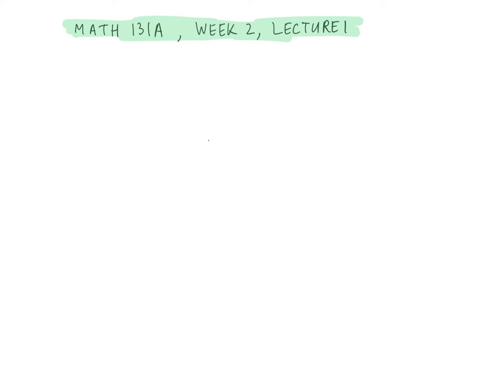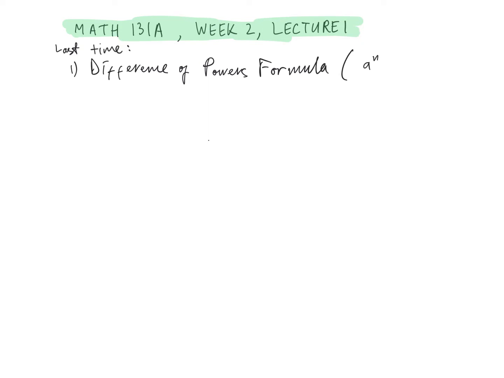We begin by recalling the material covered in the previous lecture. We have discussed the difference of powers formula, which provides a way to represent a difference of the form a to the power n minus b to the power n, where a and b are arbitrary real numbers, and n is an arbitrary natural number greater or equal than 2.